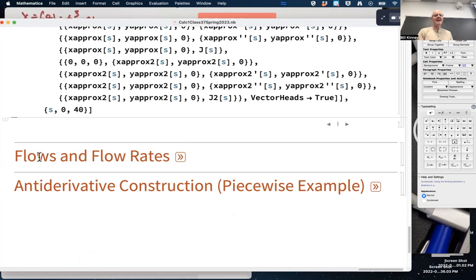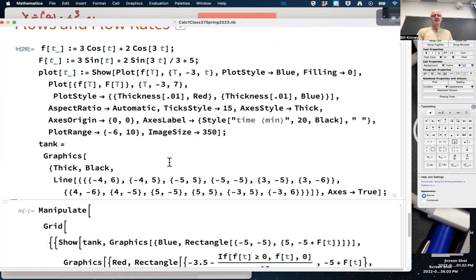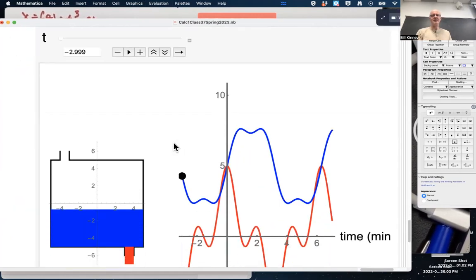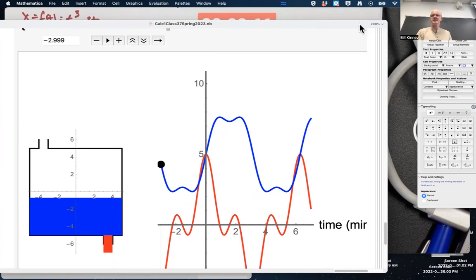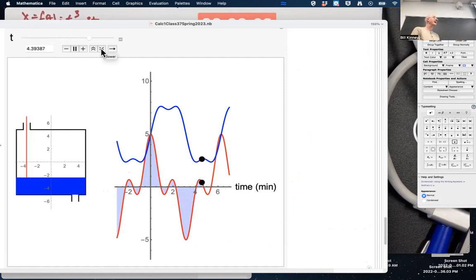Here's another example that I hinted at last time. Flows and flow rates with a particular example and a particular animation. Don't worry about the particular graphs I'm using or the particular formulas I ended up using. I want you to understand the concept of what's going on here. We'll run the animation and we'll think about it. For fun, the water's both red and blue. So blue is the water that's in the tank, and red is the water that's either flowing into or out of the tank.